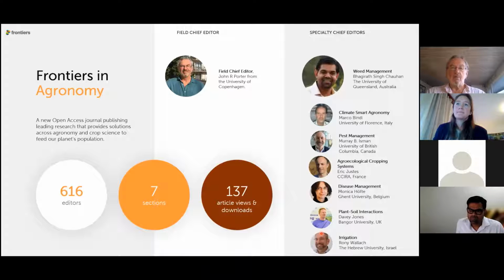We're divided into 7 sections, and on the right-hand side, you can see the very international group of specialty chief editors that we have. We come from all over the world: Europe, North America, Israel, France, and I'm really pleased about that because we wanted to be very international. We're also trying very hard to increase the number of women involved in our chief editor group. So that's an outline of Frontiers in Agronomy. And now I would like to hand over to Bhagirath, who's going to make the presentation.